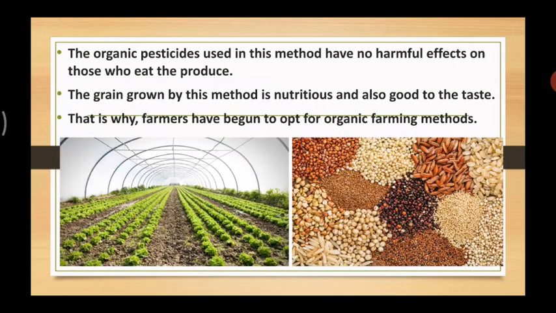Let's move forward. The organic pesticides used in these methods have no harmful effects on those who eat the produce. The grain grown by this method is nutritious and also good to taste. That is why farmers have begun to opt for organic farming methods.